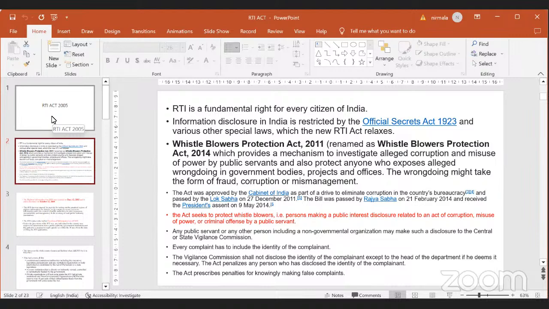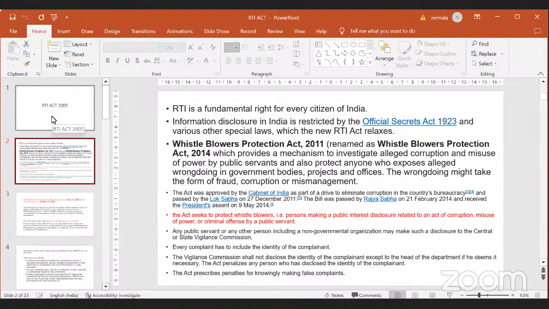The Right to Information Act was enacted in 2005. It provides a citizen the right to access information that is under the control of government authorities. It is a fundamental right of every citizen in this country to access information which is under the control of public authorities.